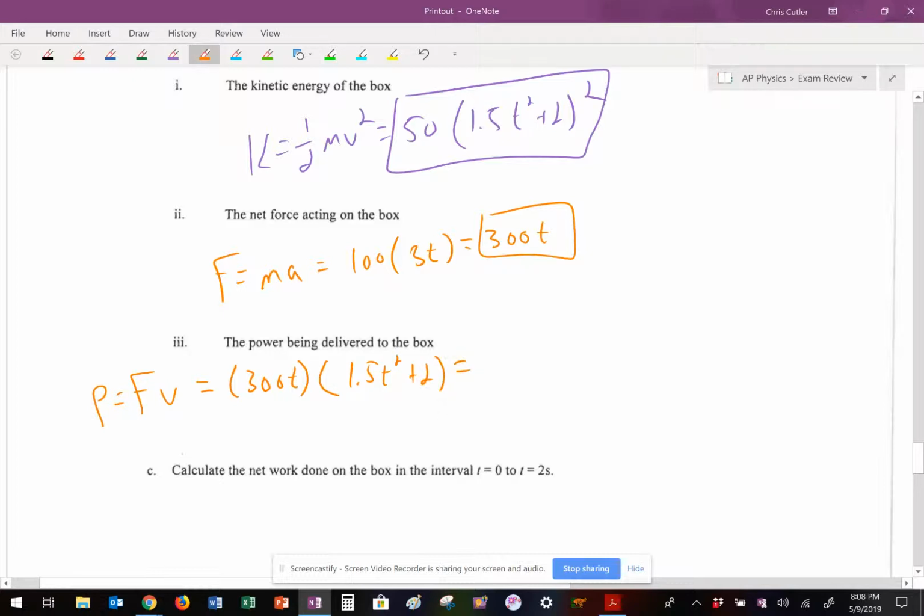Since we have two things multiplied together like this, let's go ahead and multiply them all the way out. 300t times 1.5 t squared is 450 t cubed, plus 2 times 300 is 600t. There is our power with respect to time.